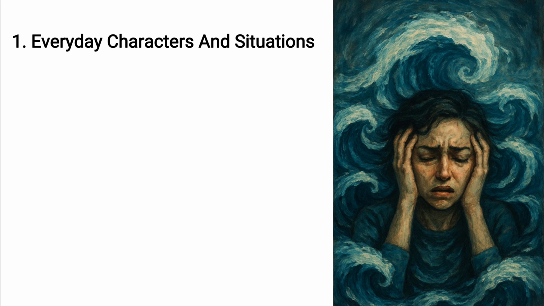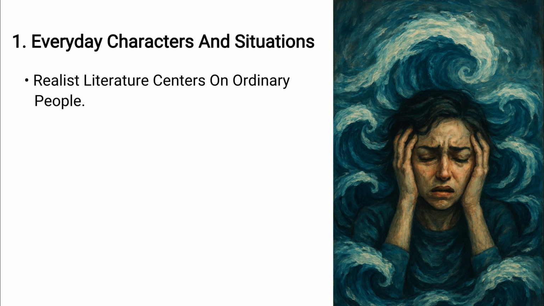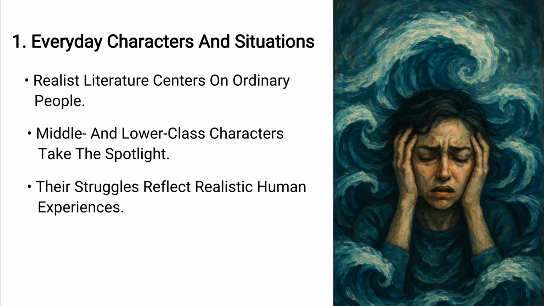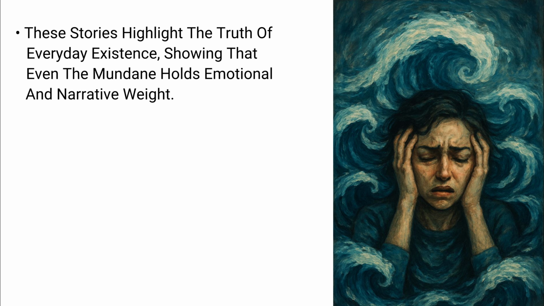Everyday characters and situations. Realist literature centers on ordinary people, those we might meet in daily life, rather than kings, warriors, or mythical heroes. Middle and lower class characters take the spotlight: factory workers, housewives, teachers, clerks, soldiers. Their struggles reflect realistic human experiences: unhappy marriages, economic hardship, career disappointments, family pressures, moral conflicts. These stories highlight the truths of everyday existence, showing that even the mundane holds emotional and narrative weight.